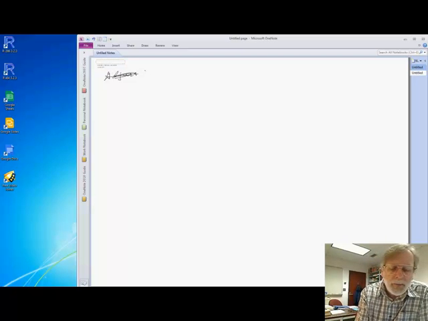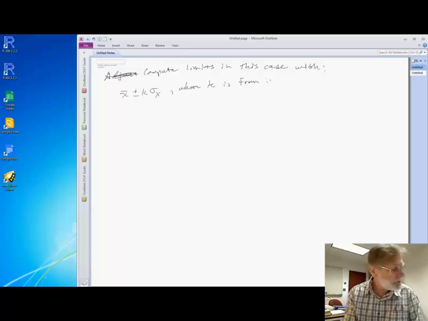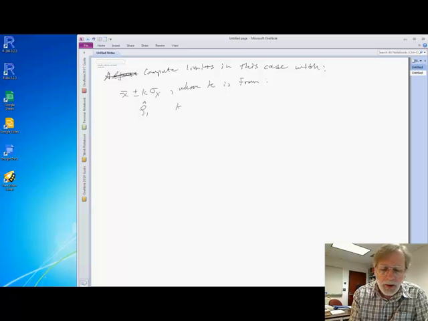So I'll compute limits, in this case, with this formula: x bar plus and minus k sigma x. What's the value of k? Where k is from this table, which I will give you right now. So here's your estimate of rho, and here's the value of k.